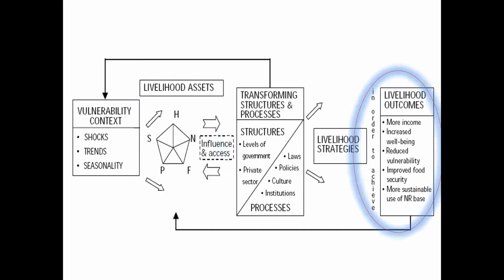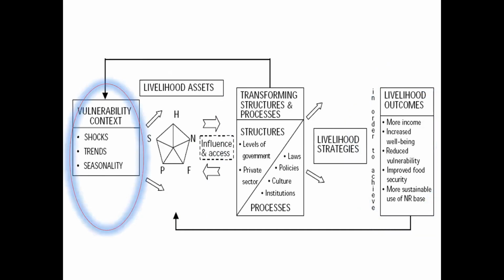On the right-hand side, you find the livelihood strategies. These are the strategies to achieve the desired livelihood outcomes, such as more income and increased well-being. On the left-hand side is the vulnerability context. In my second lecture, I talked about shocks and stresses. Here they are named shocks, trends, and seasonality, and put together in one box. Different terms that point at the same reality, which I explained in my second lecture.